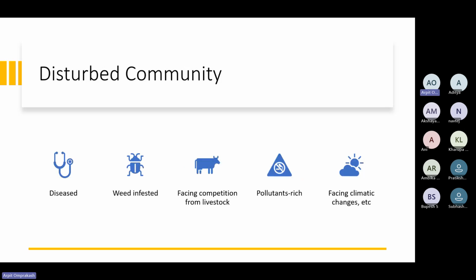So a disturbed community is generally what we say is a community which is either, let's say, diseased or infected by some weed or infested by some weed or something, so that the community is not functioning at its maximum. Then let's say the community is also facing competition from livestock.